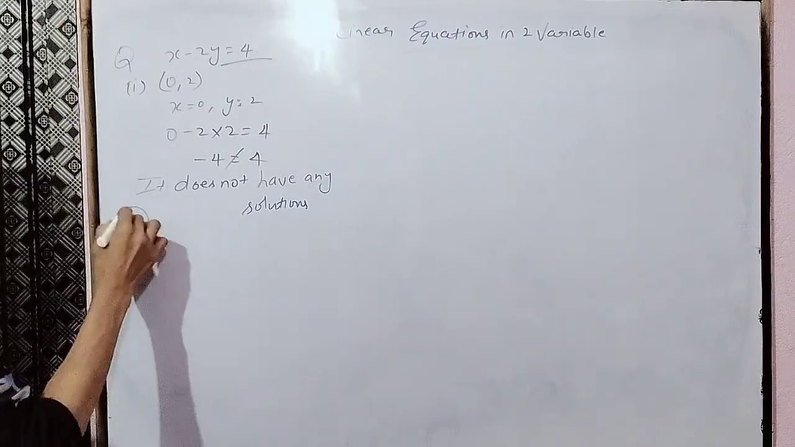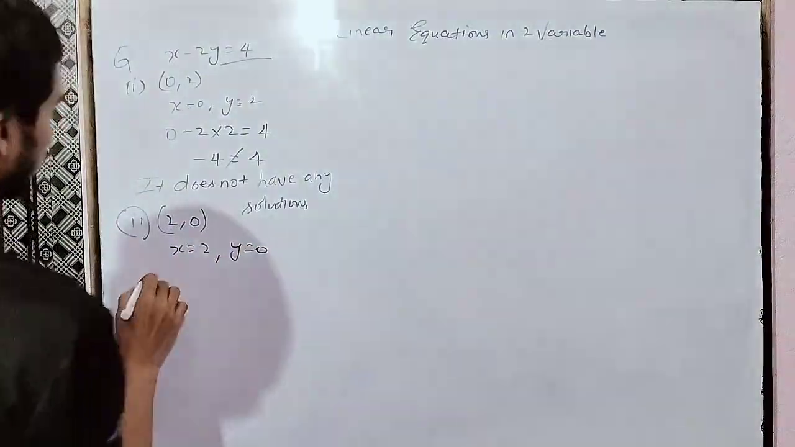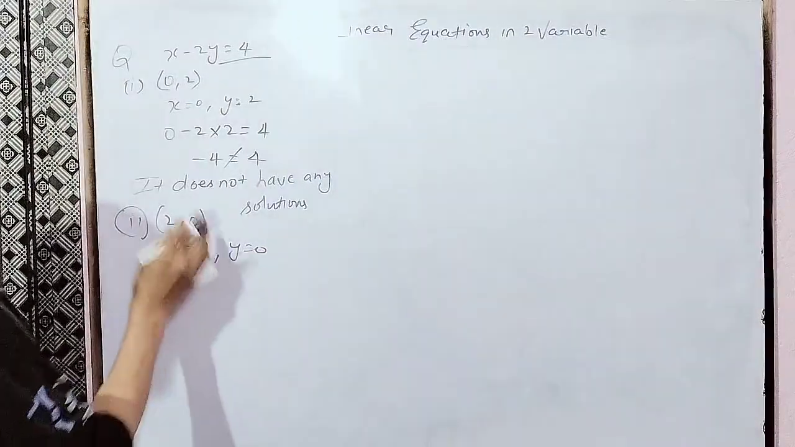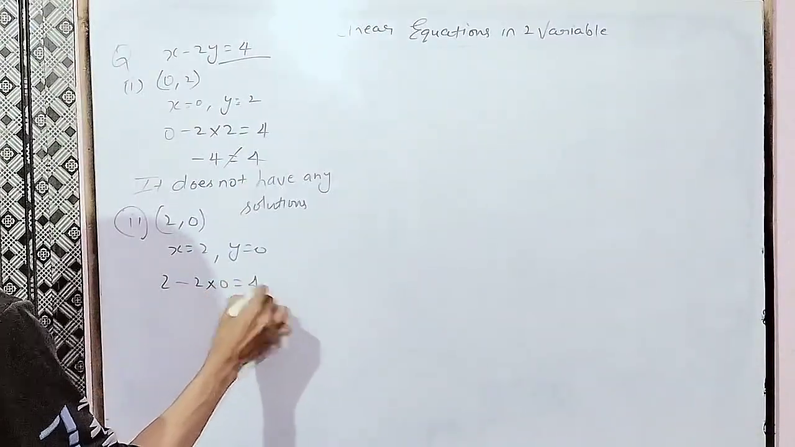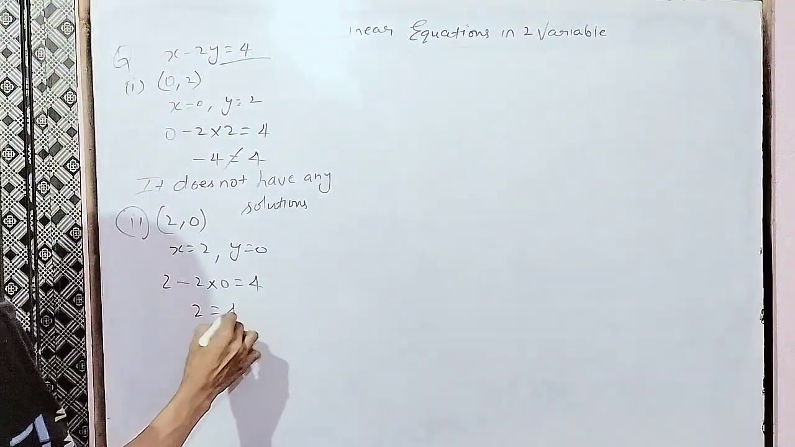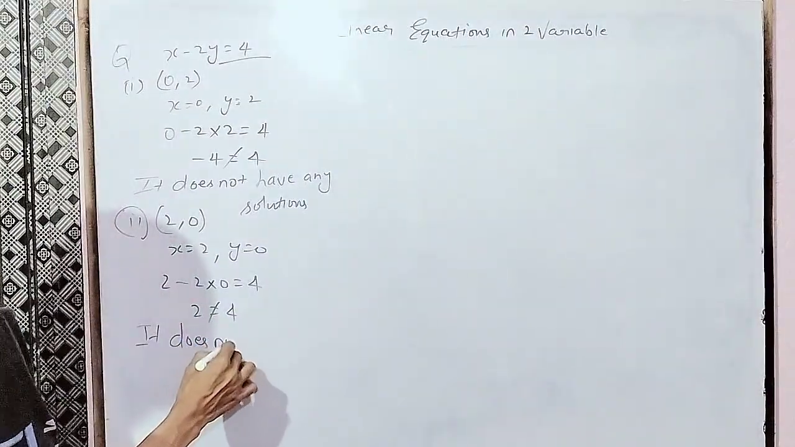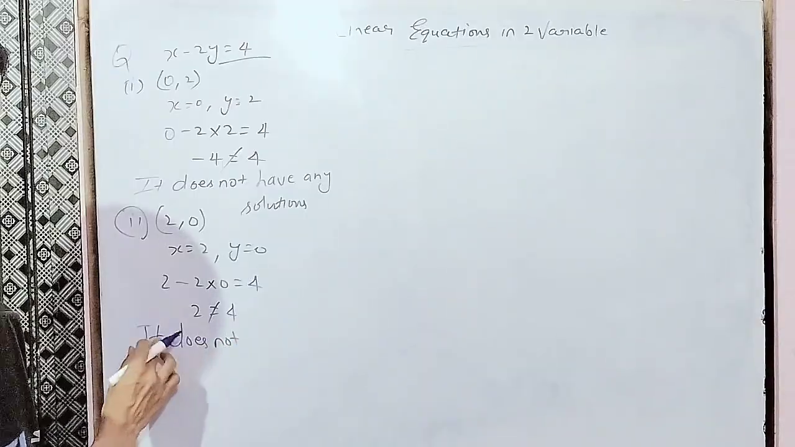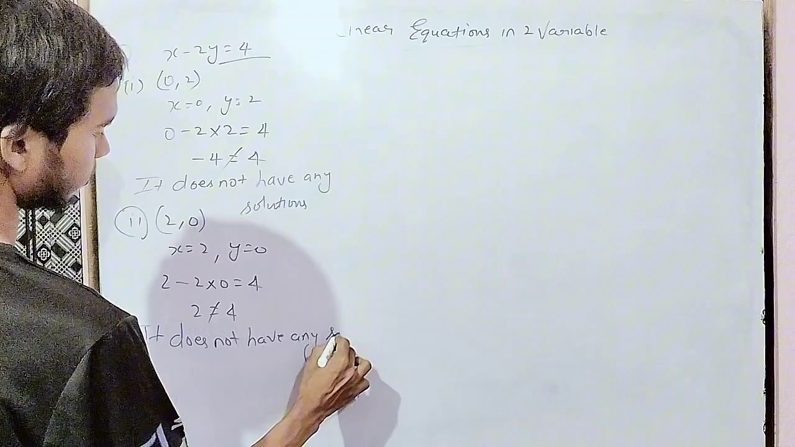Next is (2, 0). x is 2, y is 0. Now we will put the value of this in this equation. So 2 multiplied by 0, 4. Again 2 is equal to 4. This is not equal, so it does not have any solutions.